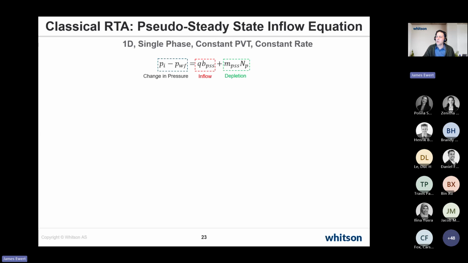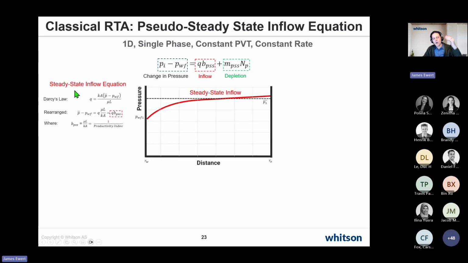Now, here's the only big equation I think I'm going to show this morning. It's just something to be aware of, once again a point of reference if you want to read more about it in the future. The RTA equation is actually called the pseudo-steady state equation. And so really what it comes from is Darcy's law gives us something called steady state flow.